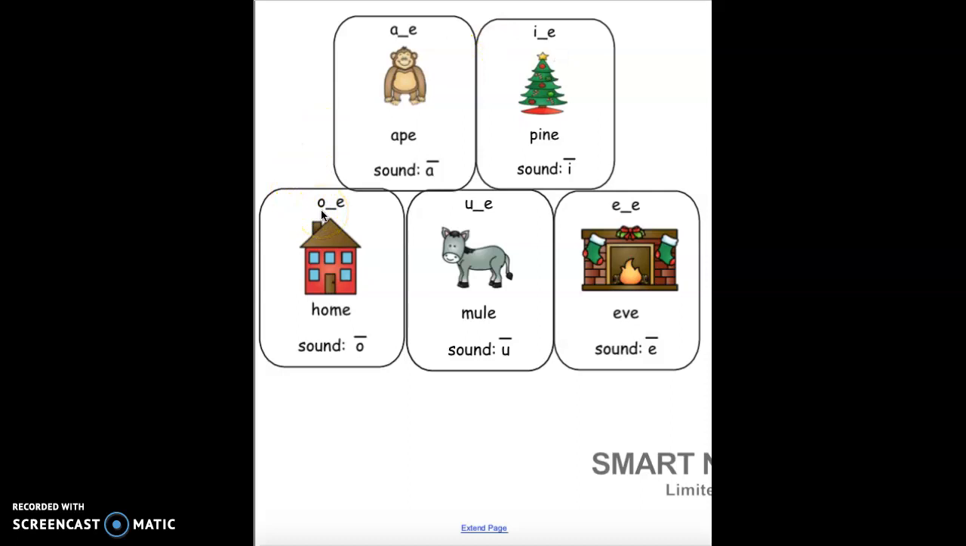O, consonant, magic E. Home, O. What does the E do to the O? Make it say its name, and the name is O. And the sound is O. U, consonant, magic E. Mule, U. What does the E do to the U? Make it say its name, and the name is U. E, consonant, magic E. Eve, E. What does the E do to the E? Make it say its name, and the name is E, and the sound is E.